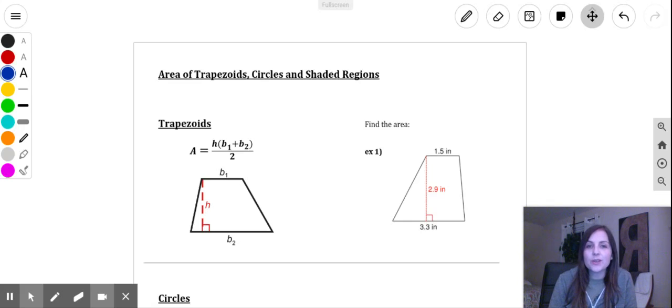Hey everyone, so the next lesson today is more area. Today we're going to do trapezoids, circles, and finding the area of a shaded region. Okay, let's get started.